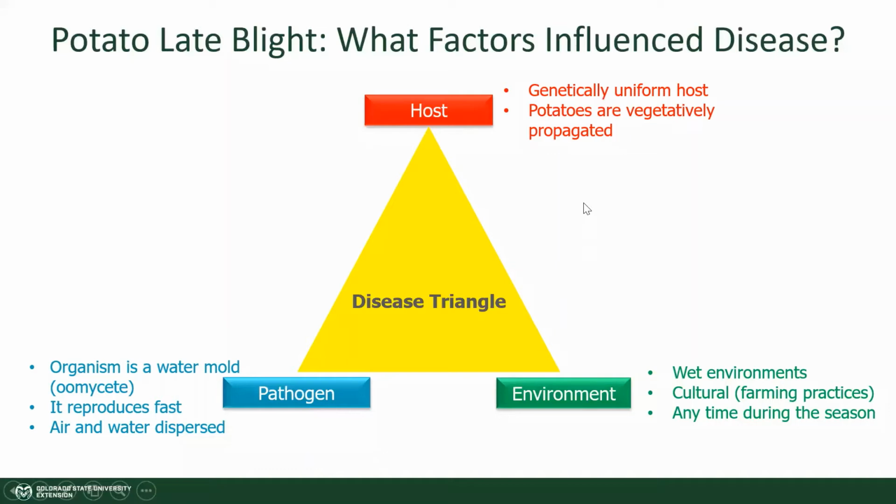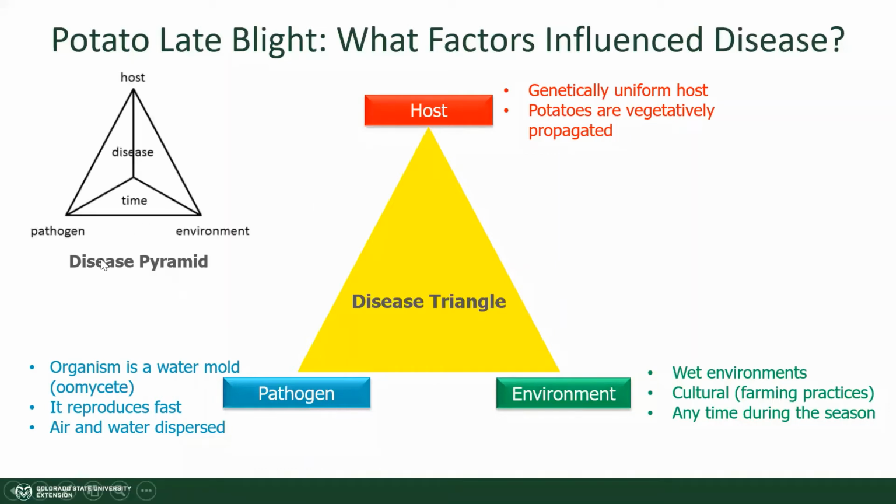Some people and some researchers also refer to this disease triangle as the disease pyramid because they inserted the time factor as another component of the triangle. But the thing is that at any given time, when those three, the pathogen, the host, and the environment, are together, then you are going to have disease. So in the presentation and in this video, I'm going to use either disease triangle or disease pyramid interchangeably, but they refer to this principle of disease development.